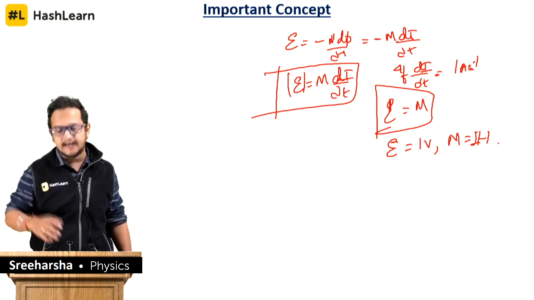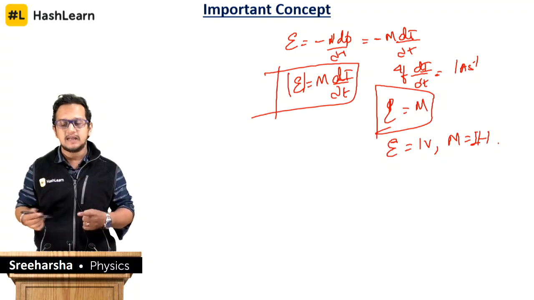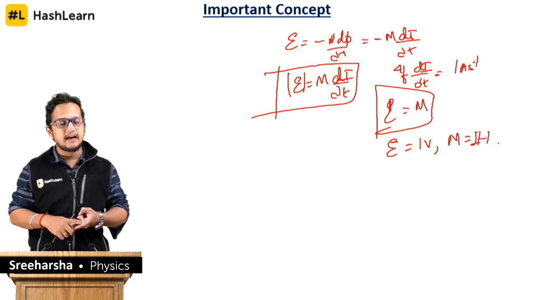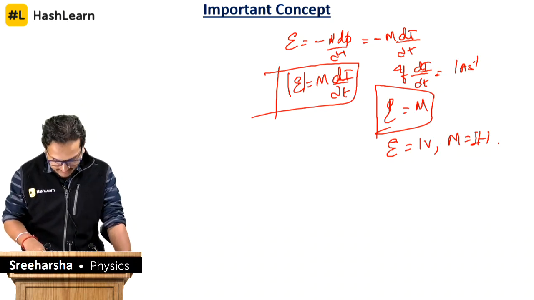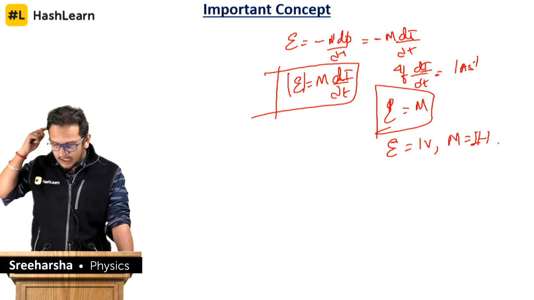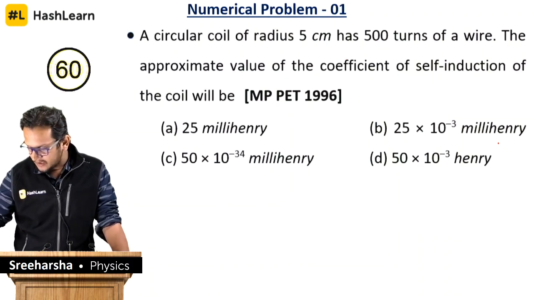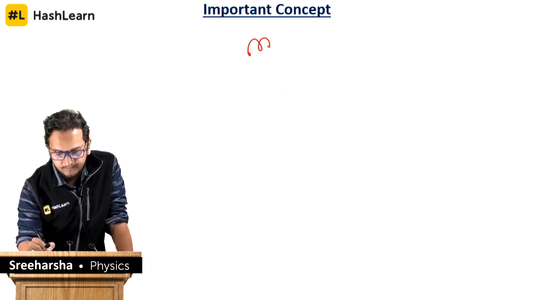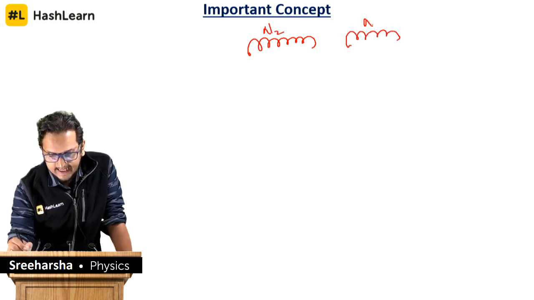Now how do we calculate it, or what are the factors it depends on? It depends on the number of turns like the previous case, length, area of cross section, and the magnetic field. Let us assume you have two coils. So this is N2 and you have another coil which has N1.